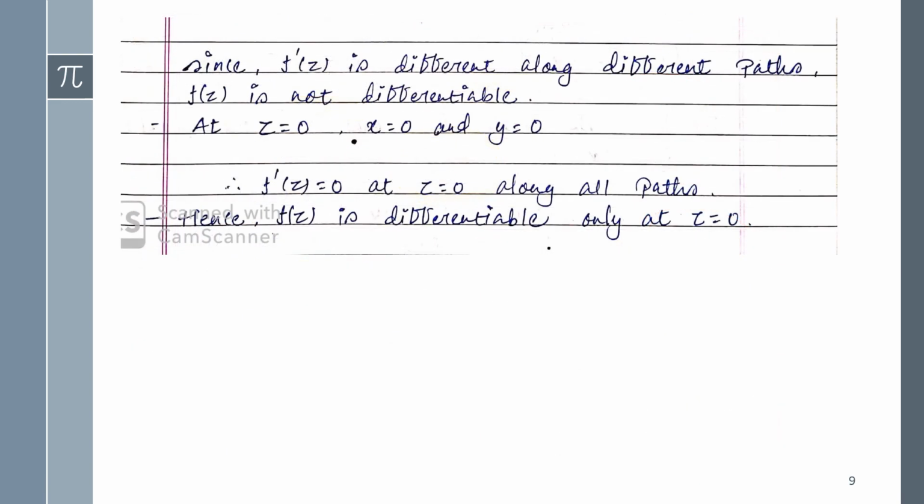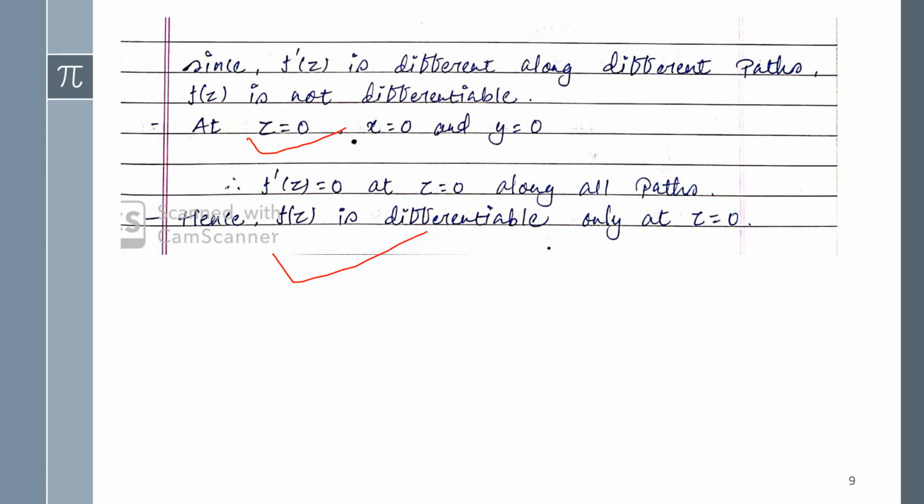So now we can say that since f dash 0 is different along different paths, f of z is not differentiable. At z equals 0, that is x 0 and y 0, definitely we can call this. Therefore f dash 0 equals 0 only at the z equals 0 path, and this we have applied for the z equals 0 path only, so that we can say f of z is differentiable at the point z equals 0, and for the rest of the values the function will not be differentiable.